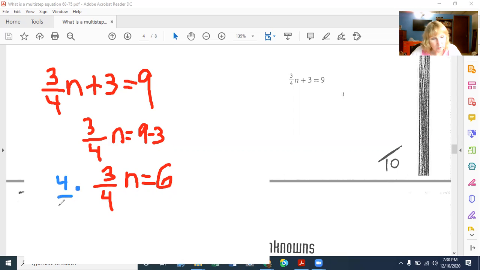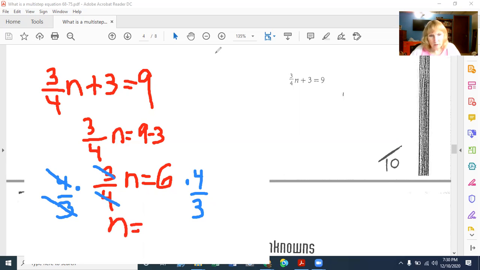Remember, the reciprocal is take the bottom number and put it on the top, and take the top number and put it on the bottom. Whatever I do to one side of the equals, I need to do to the other. So I'm going to times by 4/3 to this side. Okay, now notice what's going to happen. These 3's are going to cancel out. These 4's are going to cancel out. And I'll be left with just n equals, and then I do the math.